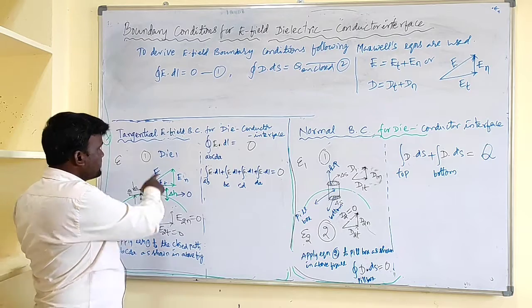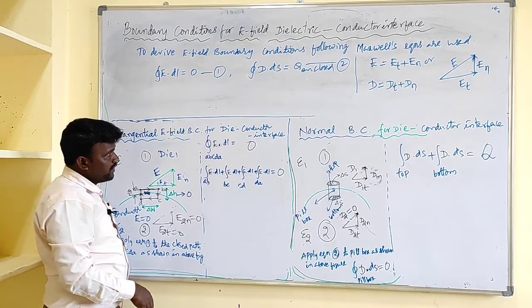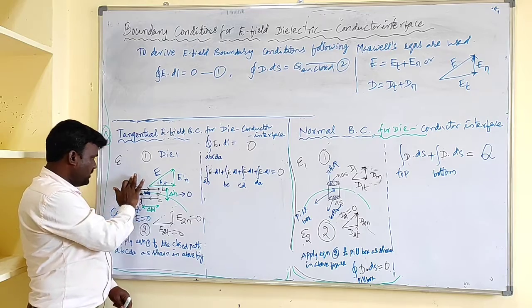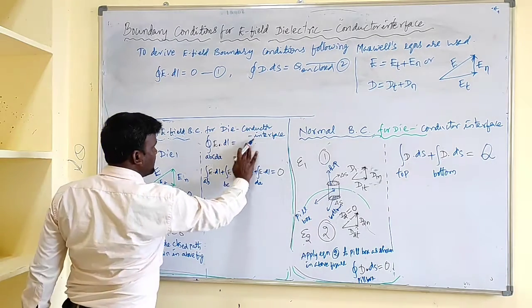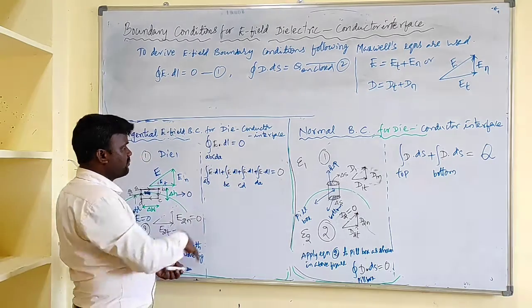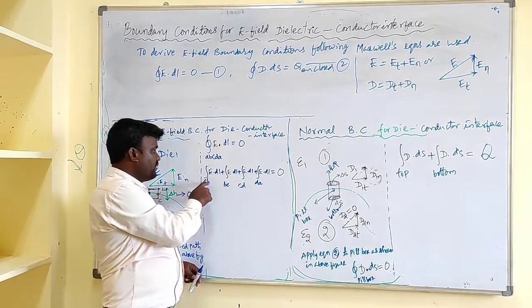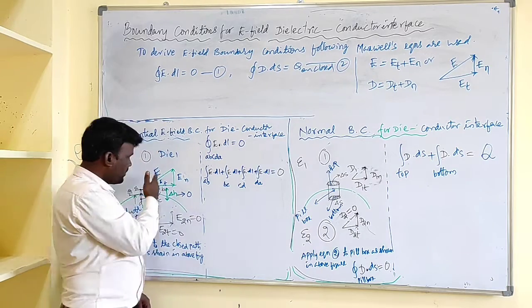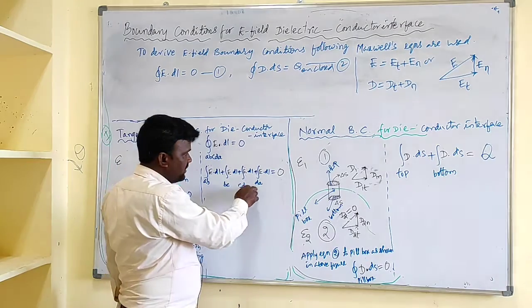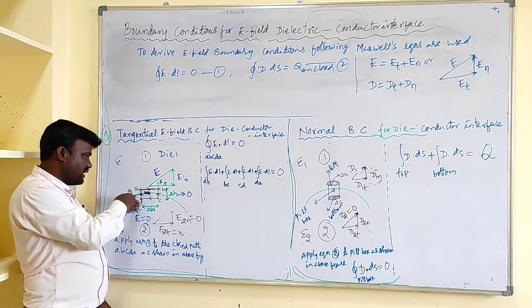In order to derive the tangential electric field boundary condition for the dielectric conductor, we need to apply equation 1 for this closed path ABCDA. Equation 1 is integral E dot dl equal to 0. For the closed path ABCDA, that can be split as A to B, next B to C, next C to D, D to A. A to B is in the first medium. B to C is covered in the first medium as well as in the second medium. C to D is entirely in the second medium. And D to A is covered half in the second medium, and the remaining half in the first medium.